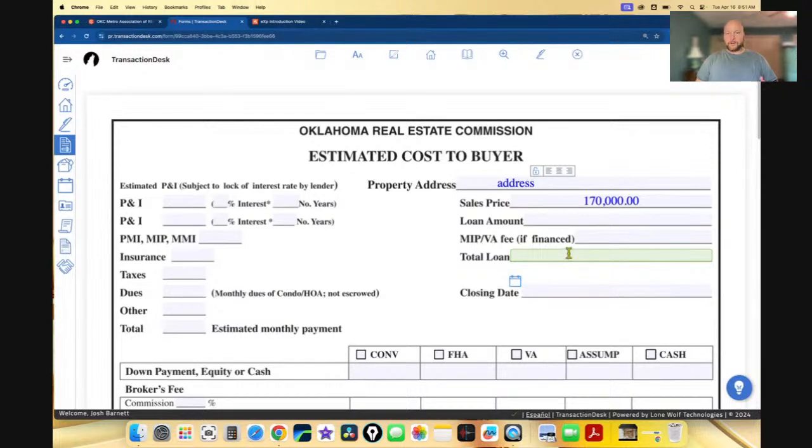Oh, what's going on right here? Oh, the total loan amount. Okay, sorry. The total loan amount right there, $170,000 USDA, zero down, and then it auto-populates the total loan amount. Questions on that so far?